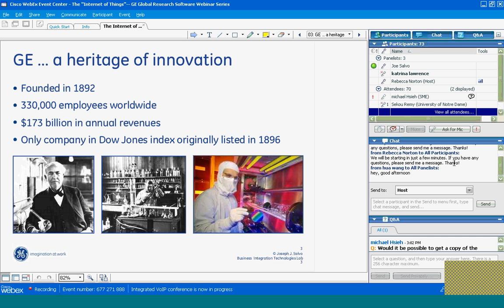So let me tell you a little bit about the R&D Center first. We've been here for quite a number of years. GE itself was founded in 1892. We're the only original company in the Dow Jones Index.